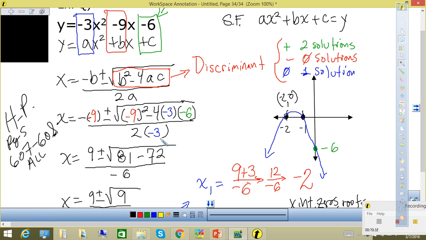Okay, so if I was to say, all of a sudden, the quadratic formula is x equals minus b plus or minus the square root of b squared minus 4ac, over 2a. Bam. How good was that, everyone?